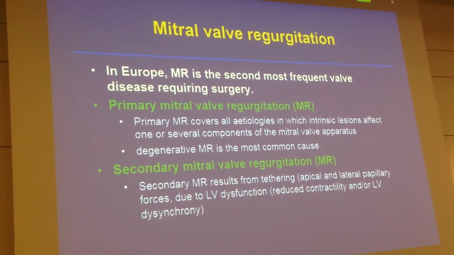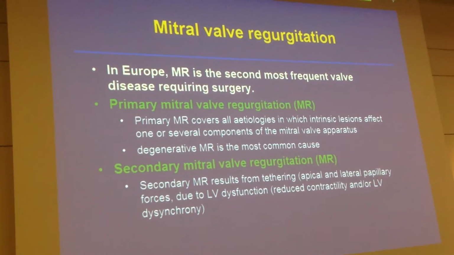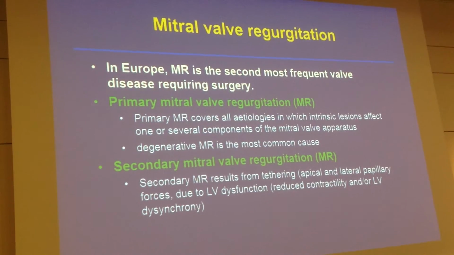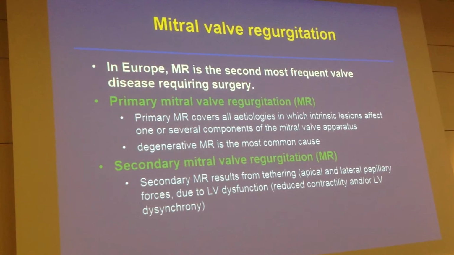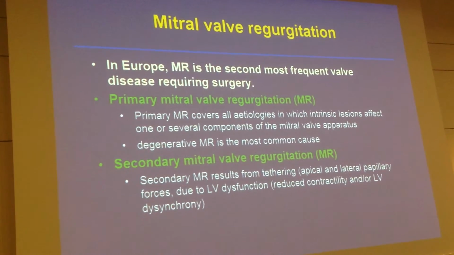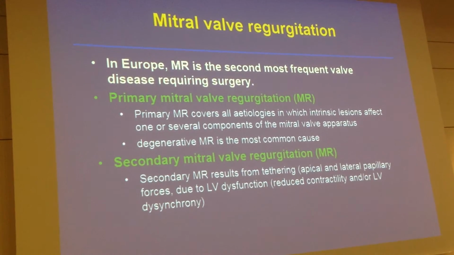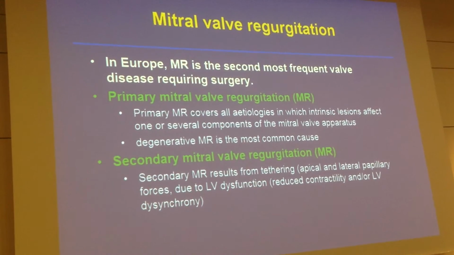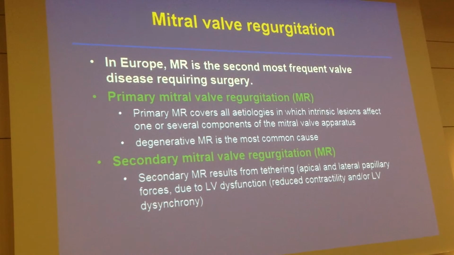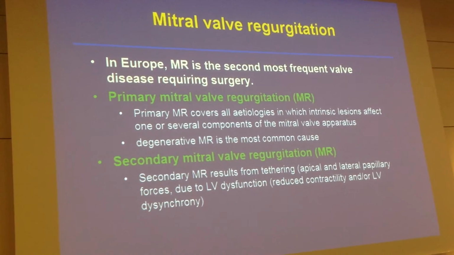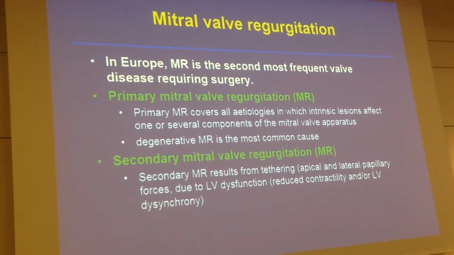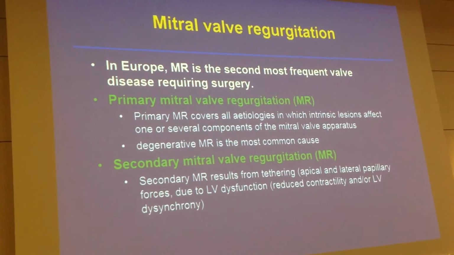So let's come to mitral valve regurgitation. It's important. We distinguish two types of mitral valve regurgitation: the primary dysfunction of the valve, where the apparatus of the valve is affected, and the secondary, which is probably the most frequent cause of severe mitral regurgitation in the ICU, when you have a dilation of the heart, when the geometry doesn't match anymore.